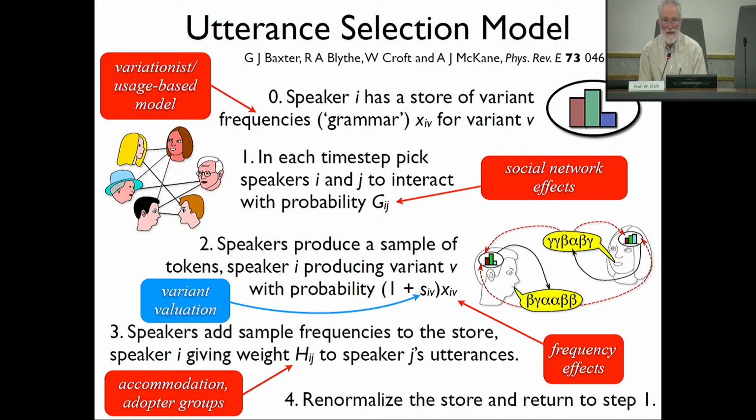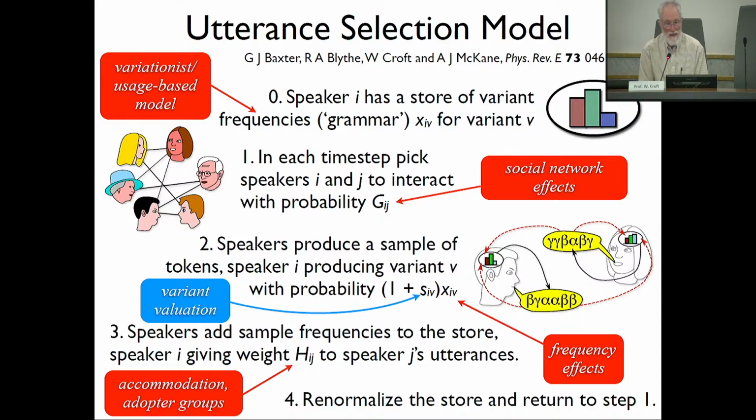And then after the conversational interaction's over, you renormalize the store and return to step one. So basically you change your grammar. That's the usage-based view: the grammar changes as a result of the interactions you have with other speakers. And in this model, it's basically the variant frequencies that change.